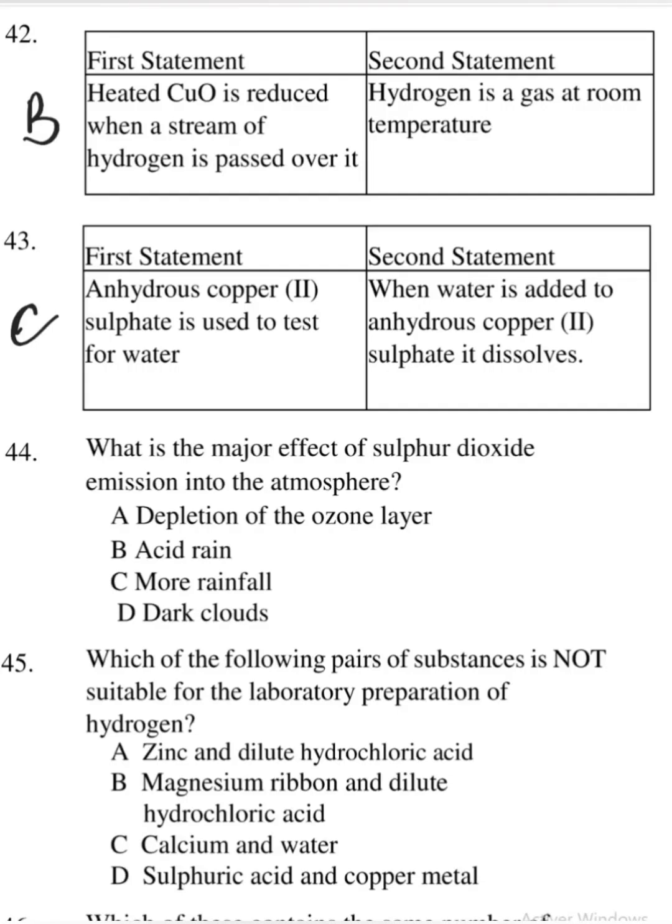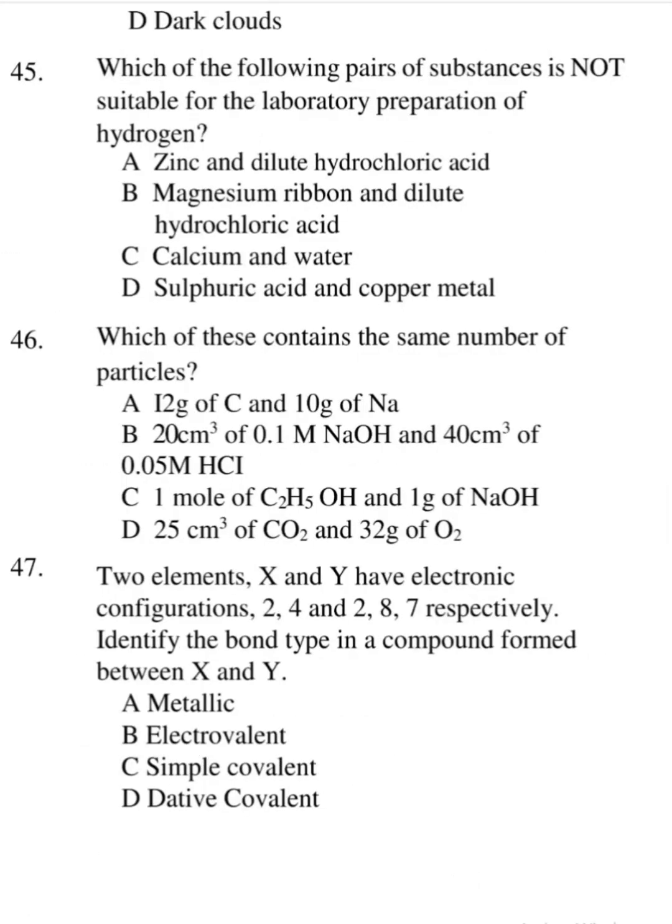In number 44, what is the major effect of sulfur dioxide emission into the atmosphere? It leads to acid rain, because sulfur dioxide is an acidic gas. In number 45, which of the following pairs of substances is not suitable for the laboratory preparation of hydrogen? We have zinc and dilute hydrochloric acid, magnesium ribbon and dilute hydrochloric acid, calcium and water, sulfuric acid and copper metal. D, sulfuric acid and copper metal. The reason is that copper is below hydrogen in the electrochemical series, and so cannot displace hydrogen from mineral acids.